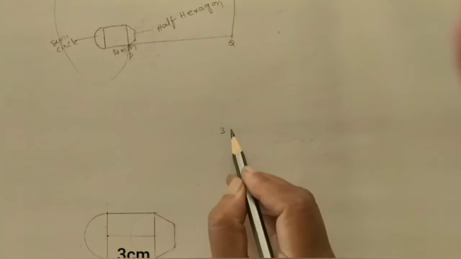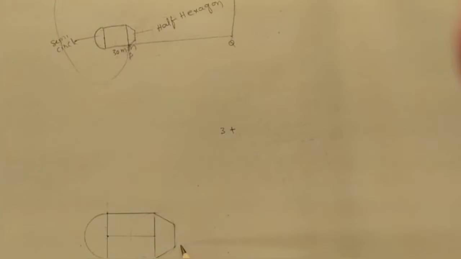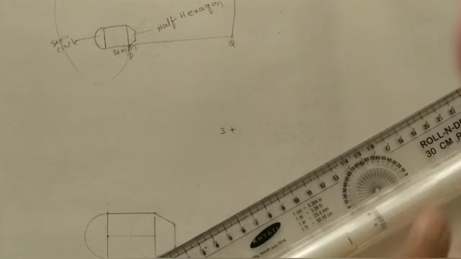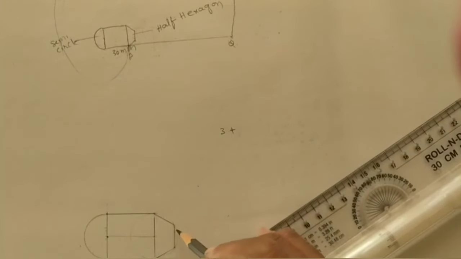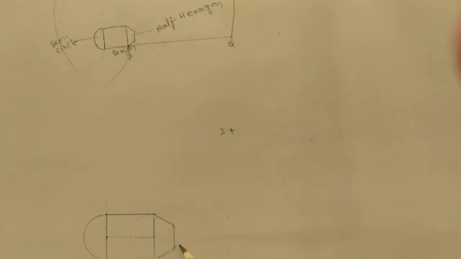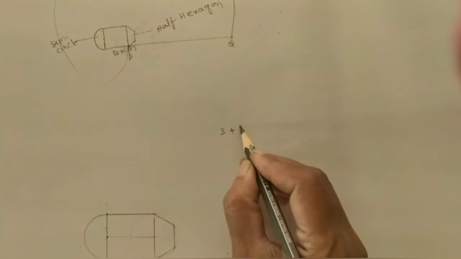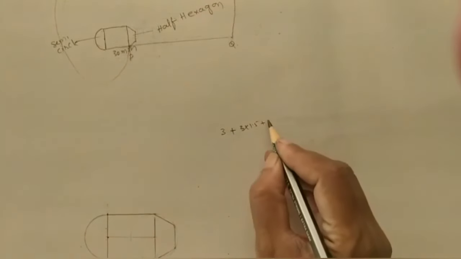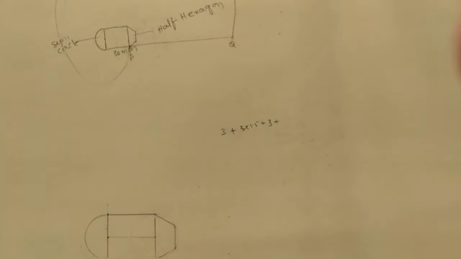How to find the circumference of this disc? Circumference means the entire length of the disc. Initially start from here. This length, how much is it? 3 centimeter. Plus how much is this length? Let us check by using the scale. This is 1.5 centimeter. So all three sides are the same length because it is a regular hexagon. So 1.5 plus 1.5 plus 1.5, so 3 into 1.5, plus this value 3, plus this circumference.